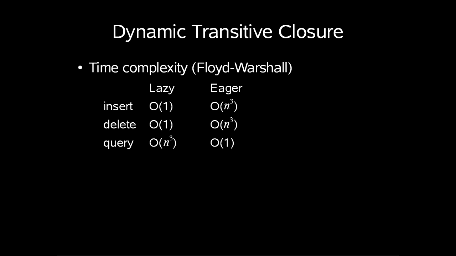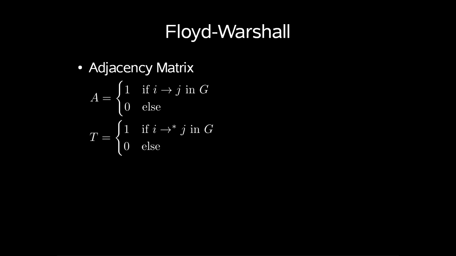So if you recall from your algorithm and data structure courses, we can calculate the transitive closure from an adjacency matrix using the Floyd-Warshall algorithm in order n cubed time. In recap of what Floyd-Warshall's algorithm is all about, we compute the adjacency matrix A. Every entry in our matrix is a value either 0 or 1: 1 if there exists a path of length 1 from I to J in our graph G. The transitive closure is then computed as a matrix with entries being either 0 or 1: 1 if there exists a path of any length from I to J in our graph G.